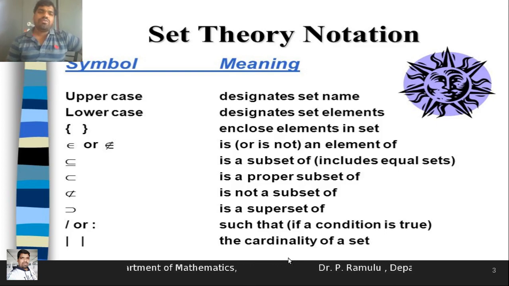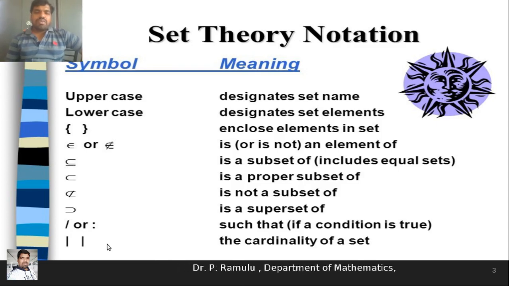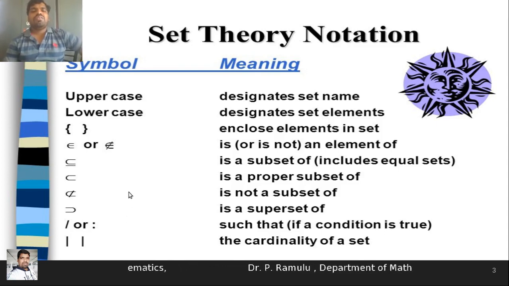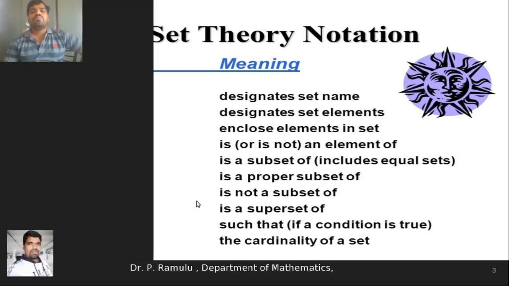We may use union, intersection, A complement, B complement, like this. So you can use later. You have to, all not mentioned here. So union, intersection also very important. A minus B, B minus A. That means A complement, B complement. We may use this kind of symbols later. So these are the notations of symbols.